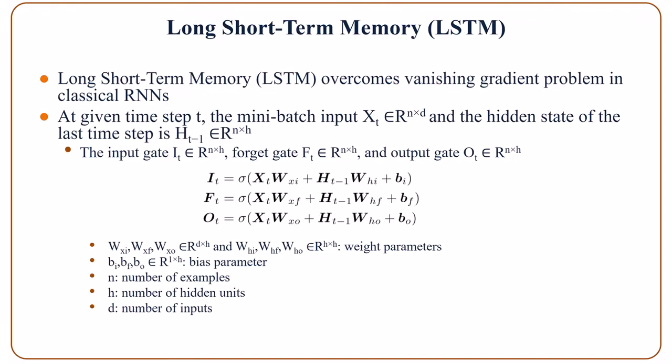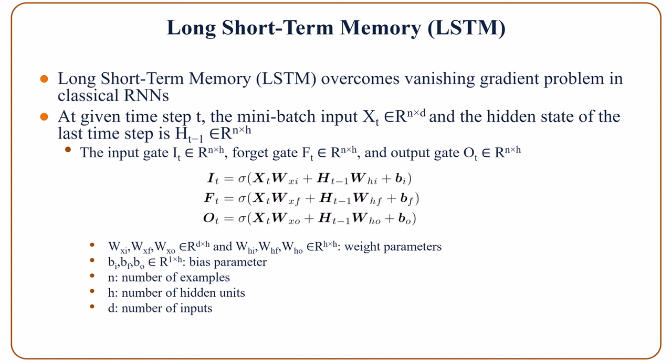The most commonly used variants of recurrent neural networks include long short-term memories, or LSTM in short, and gated recurrent units, or GRU in short. Long short-term memories can overcome issues in classical recurrent neural networks, such as the vanishing gradient problem. It introduces three gates, the input gate, the forget gate, and the output gate, as well as memory cells which are in the same shape as hidden states.